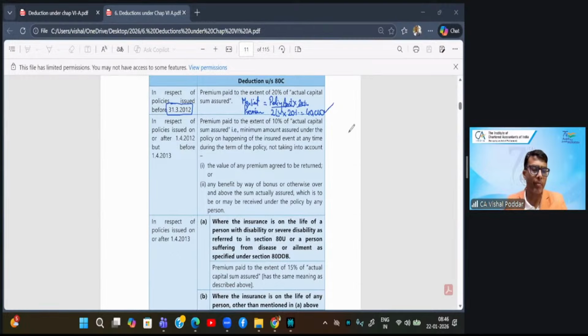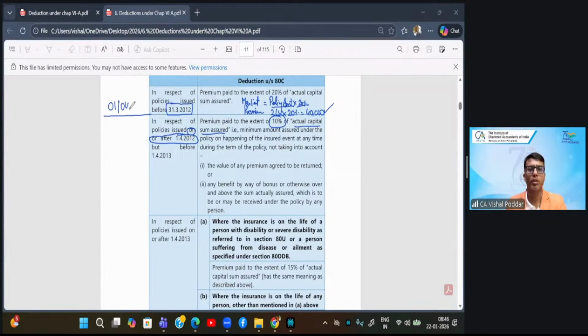If they have said you have made payment of 30,000 of premium, you will take 30,000. So this 20% is the limit. However, if the policy is issued on or after 1st April 2012, the limit has become 10% of policy amount. Here they are using the term capital sum assured, it means policy amount. So this is the deciding line.